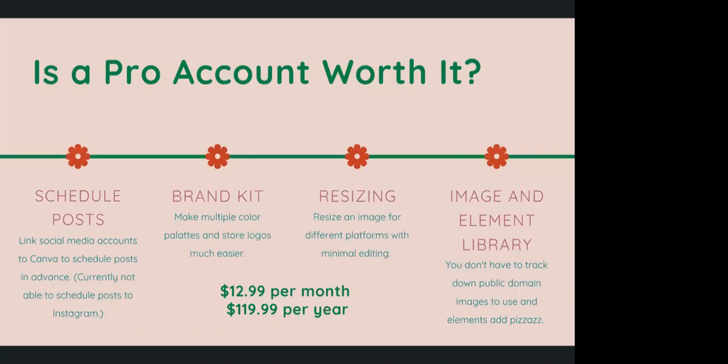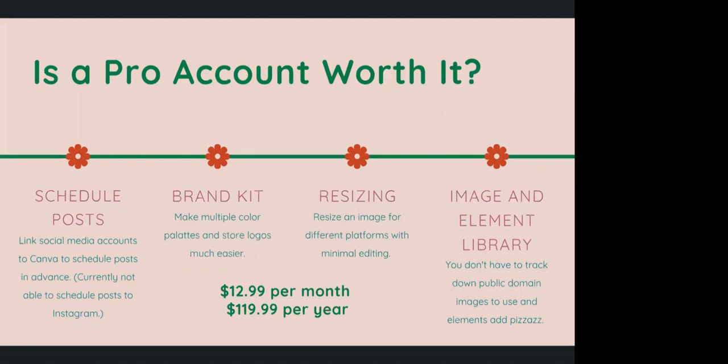It does not schedule posts to Instagram right now. I think that they're working on adding that feature, but if your library heavily uses Instagram, that can be a deal breaker. You also have to link those social media accounts to Canva in order to do that, which makes sense, but you have to be comfortable doing that.